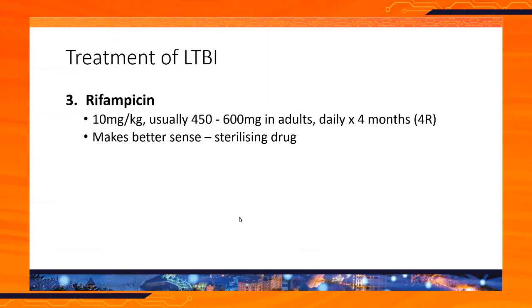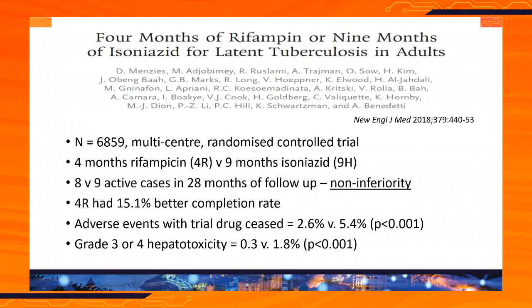And then the final, most recent form of treatment is rifampicin monotherapy, which has become a mainstay in the last 5 to 10 years. This is just giving the standard doses of monotherapy rifampicin, and in theoretical terms this makes sense because rifampicin in the treatment of active TB is the sterilizing drug, and that's of course what you're trying to do with latent TB infection.